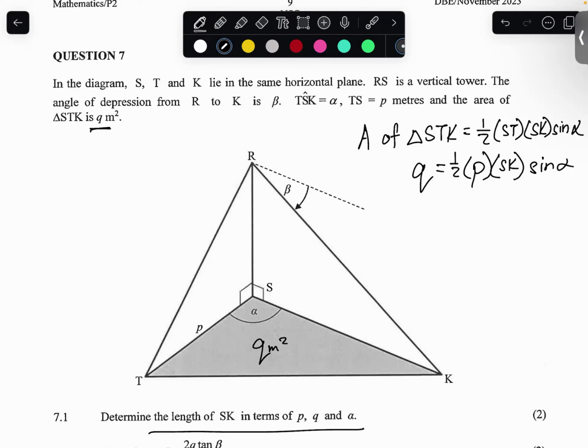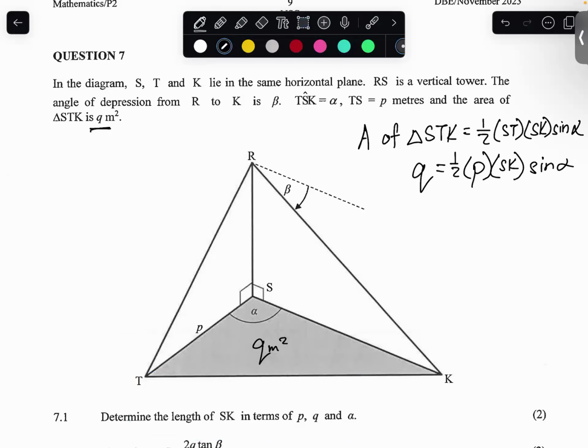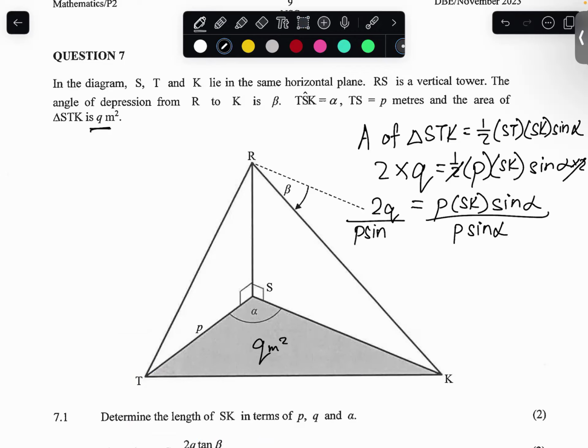Now, I want the length of SK in terms of P, Q, and alpha. And so it's very simple. All we're going to do is manipulate that equation so that SK is alone on one side of the equals sign. So the first thing I'm going to do is times both sides by 2, just so that I can get rid of this a half. So this is 2Q is equal to P into SK sine of alpha. And then I'm going to divide both sides by what I don't want, which is P sine alpha. That and that's gone, that and that's gone. So you're left with SK is equal to 2Q over P sine alpha.